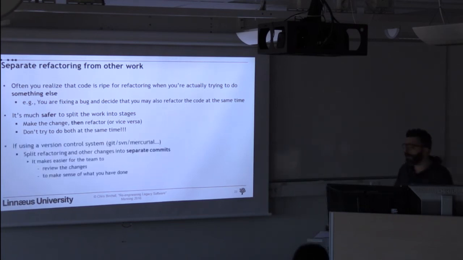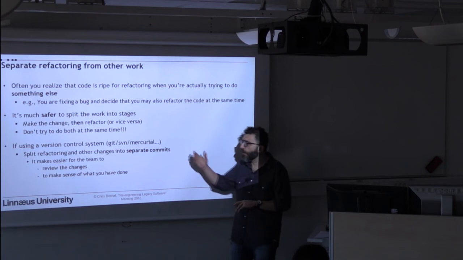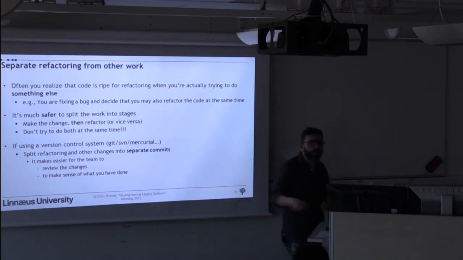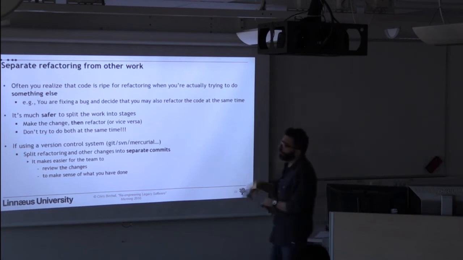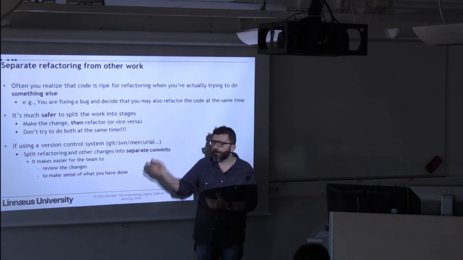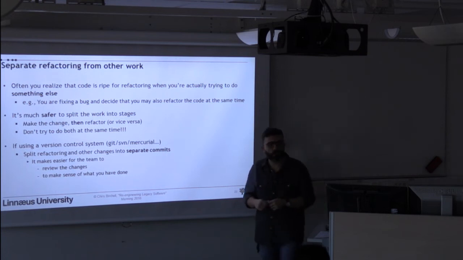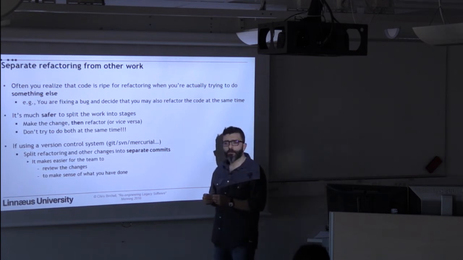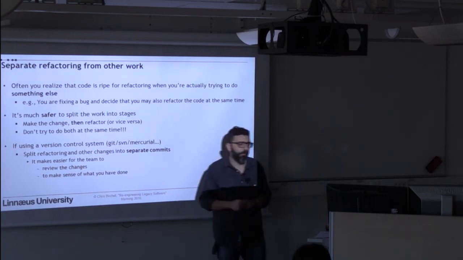And then it's very important to use version control systems. There are many. I don't know if you are used to Git, SVN, Mercurial. There are many different ones. Whenever you use these, you split refactoring and other changes in different commits. This will allow you to review the changes, and to understand, when you commit something, if you have committed a bug fix or if you committed refactoring.